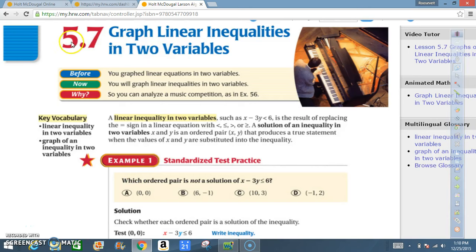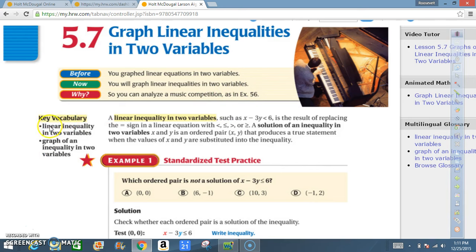Okay, class, today we're in section 5.7, graph linear inequalities in two variables. Before, you graphed linear equations in two variables. Now, you will graph linear inequalities in two variables. Why? So you can analyze a music competition as in exercise 56.